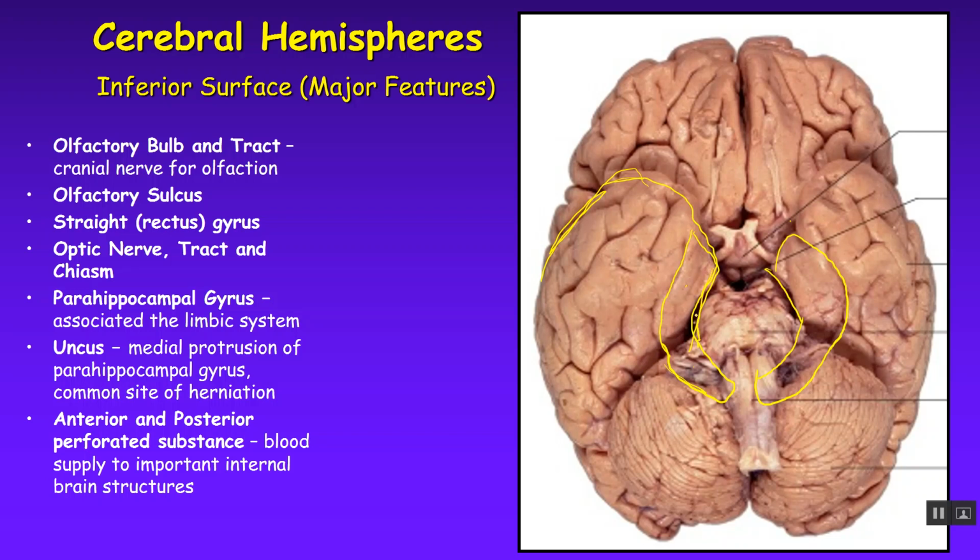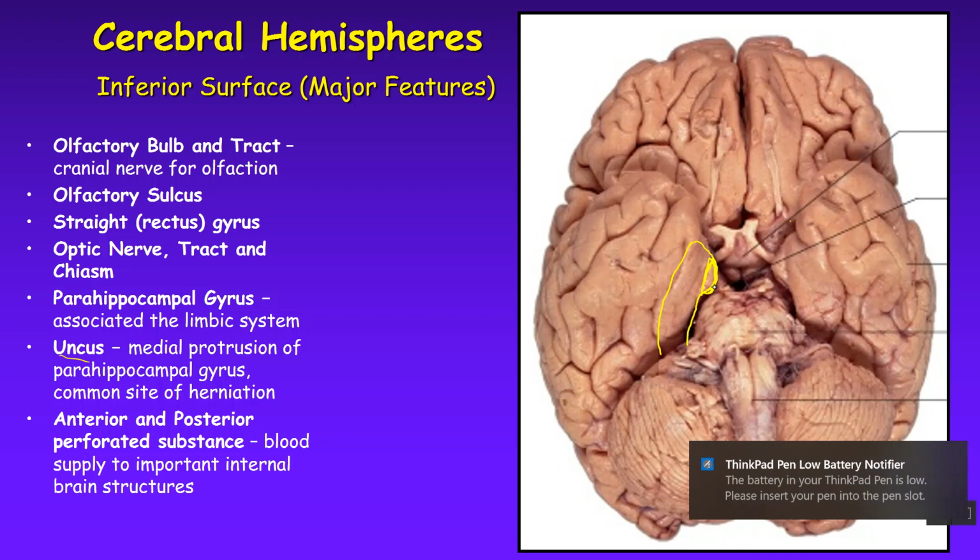So, the uncus. The uncus is the most medial protrusion of the parahippocampal gyrus. So let's take a look at this one. Here's the parahippocampal gyrus. The uncus is this little bump, this most medial protrusion right here. So that's the uncus.